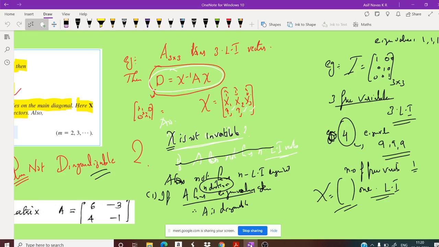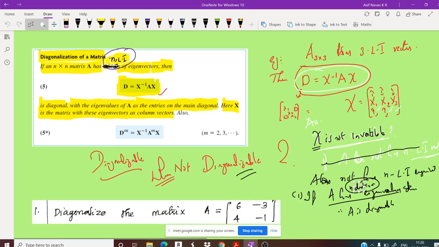So one thing is sure: if all eigenvalues are distinct, then the matrix is diagonalizable. If eigenvalues repeat, you have to check the number of free variables. If the number of free variables is equal to the number of repeated eigenvalues, then it is diagonalizable. If the number of free variables is strictly less than the number of repeated eigenvalues, then it is not diagonalizable. So is it clear?